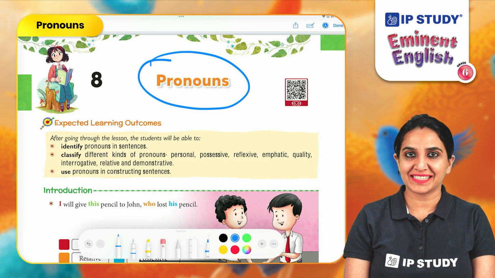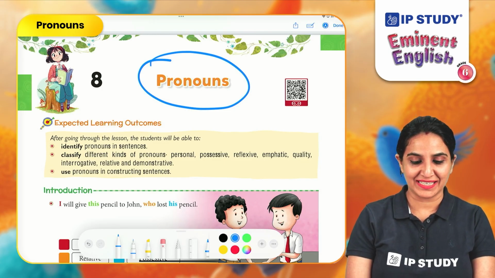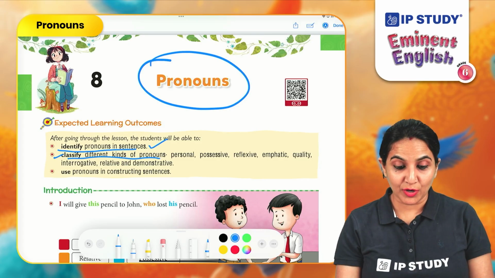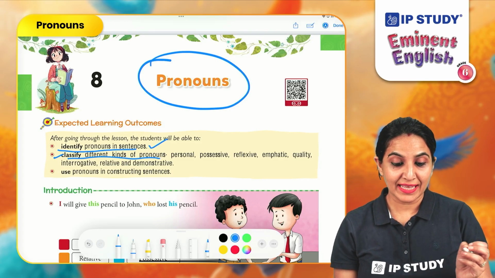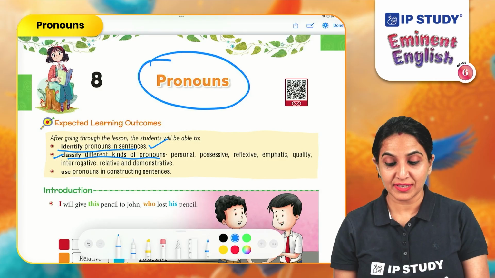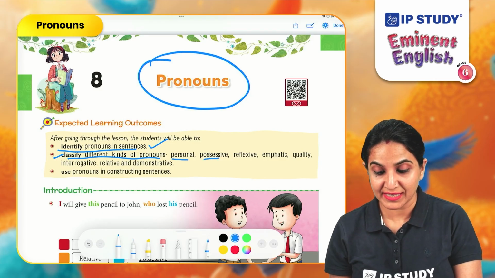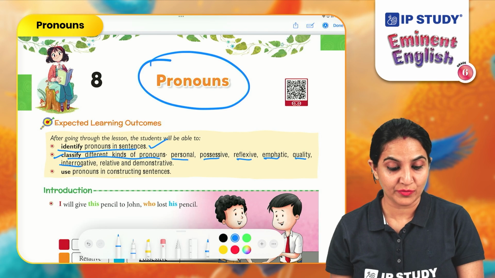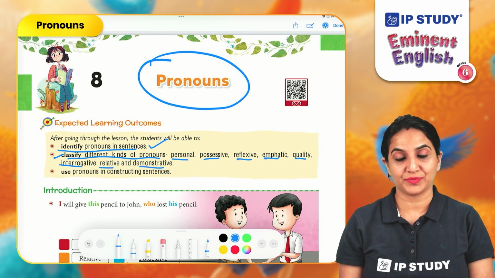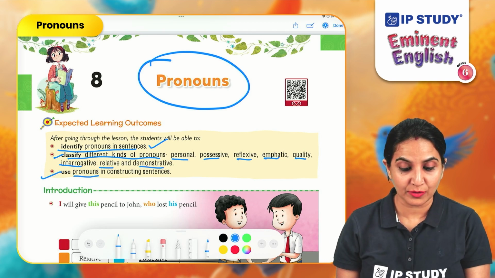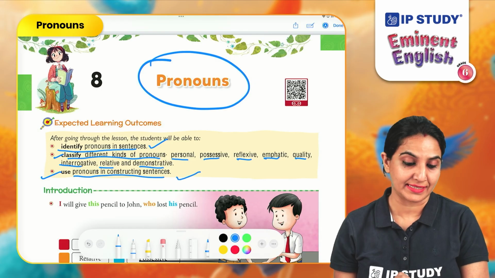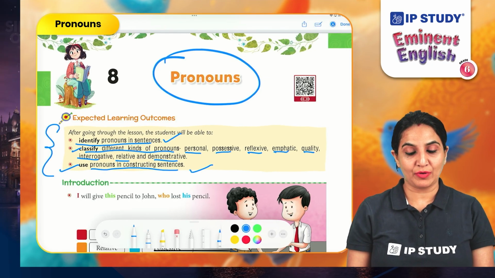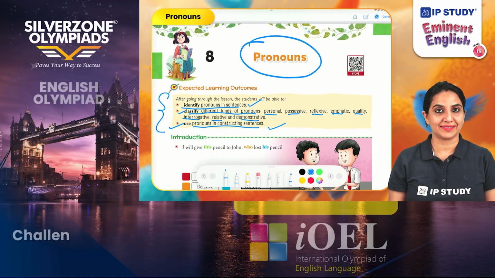By the end of this lesson, you will be able to identify pronouns in sentences. We will also classify the different kinds of pronouns like personal, possessive, reflexive, emphatic, quality, interrogative, relative, and demonstrative. We will use pronouns in constructing sentences. So you'll be able to identify, classify, and use them in sentences.